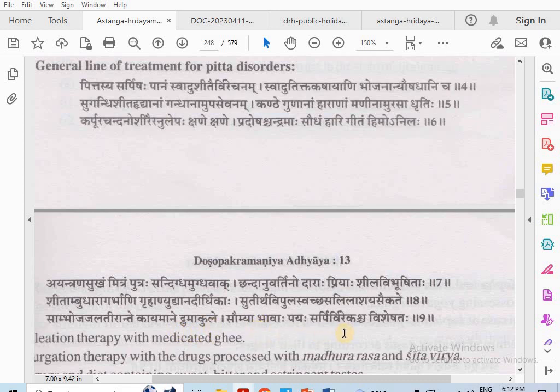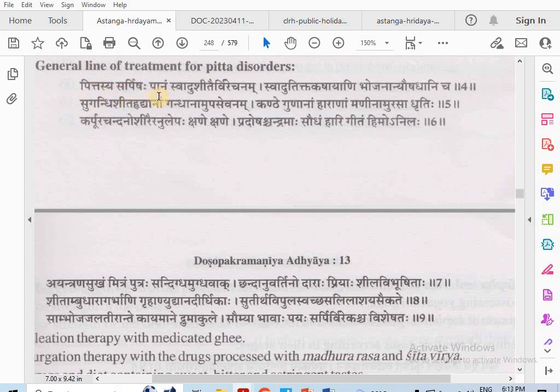So in general line of treatment for pitta disorders, these many things that we can perform. We can consume certain things, we can stay in certain places. So let us understand. First you read pittasya, that is sixth singular, like ramasya. So of pitta, what of pitta? The general line of pitta, as the first thing, is sarpishaha panam.